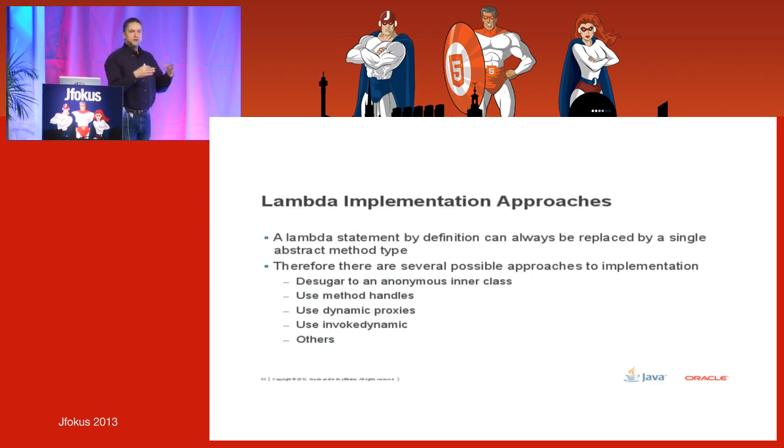We could do it in a different way. We could use method handles to reference the objects, or the classes, that we want to use. We could use some sort of dynamic proxy, or we could use Invoke Dynamic.